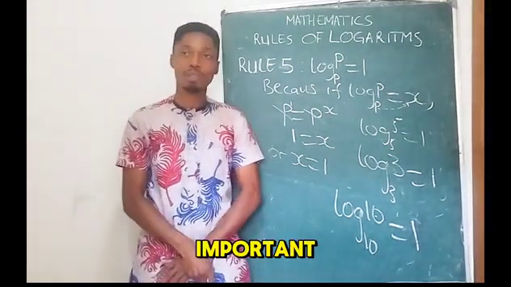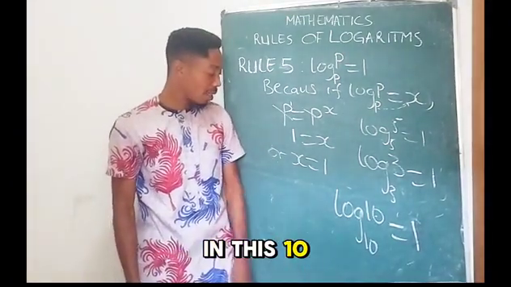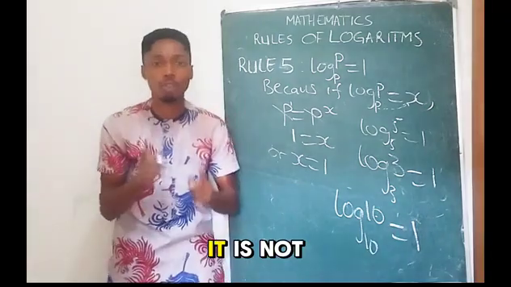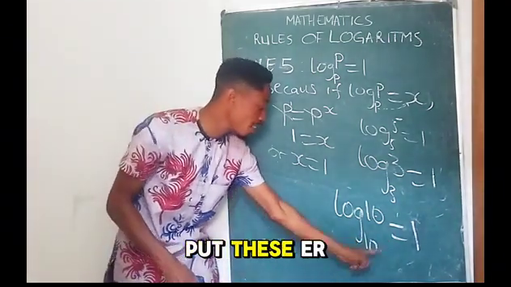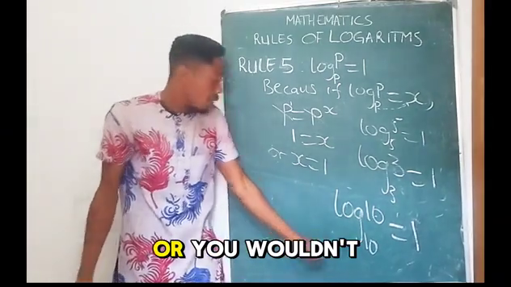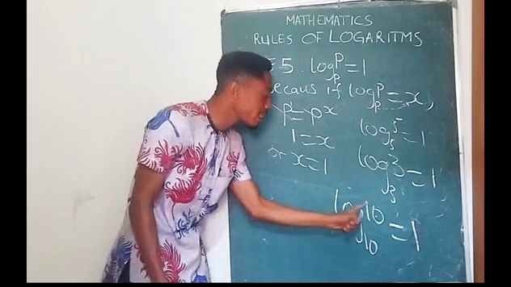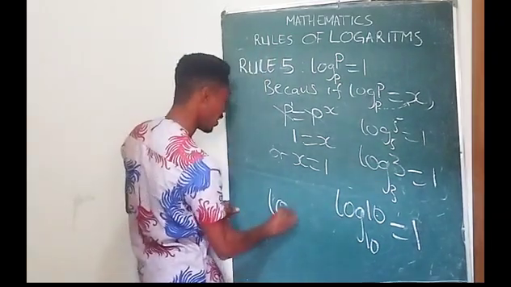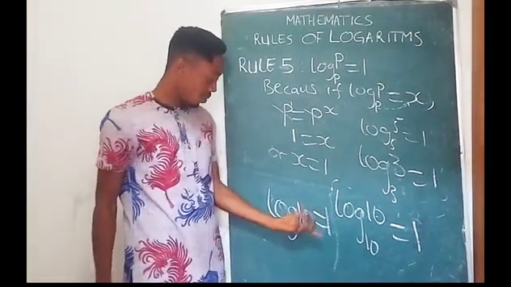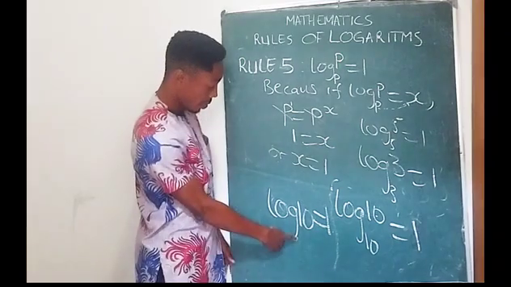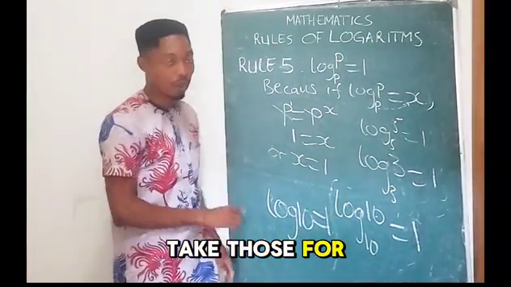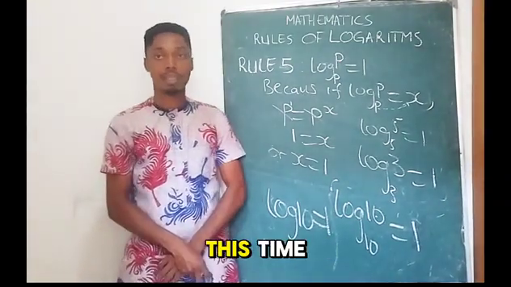Now, it is very important you know something about log 10 in base 10. When a number is in base 10, it is not always compulsory to put this 10. It's a choice, but most times, you won't see this 10. So, log 10 in base 10 can also be written as log 10 is equal to 1. So, you can also write it this way, ignoring that base. Take note for logarithm to base 10.